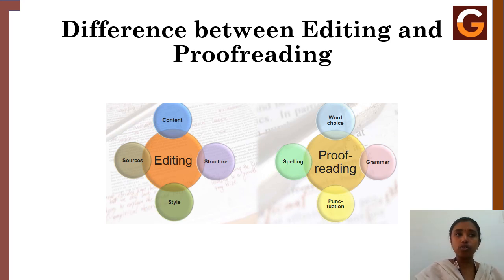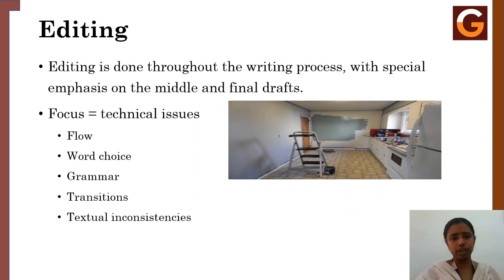So the context is focused in editing, whereas proofreading just focuses on the grammatical structure of a sentence, or how it is framed, and the word choice. So suppose there are complex words being used, where you try to simplify, and all such things are involved in the process of proofreading.